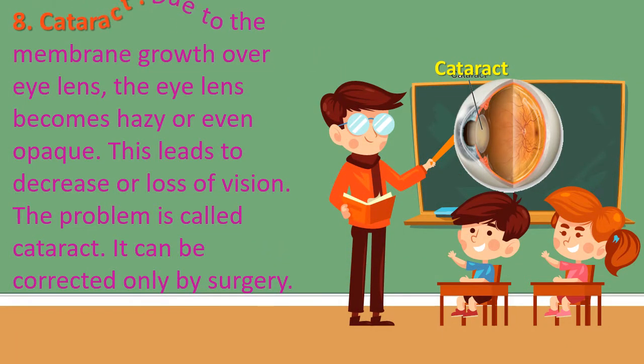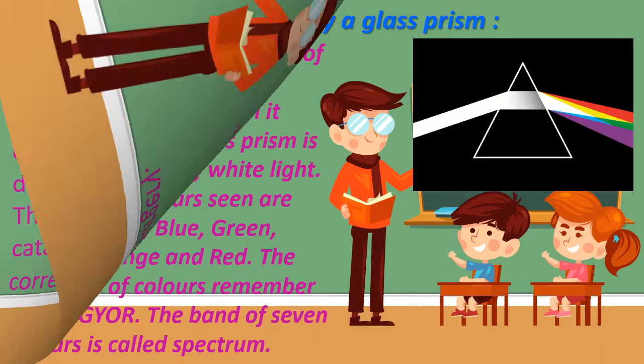8. Cataract. Due to the membrane growth over the eye lens, the eye lens becomes hazy or even opaque. This leads to decrease or loss of vision. The problem is called cataract. It can be corrected.